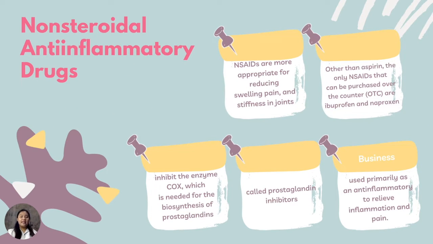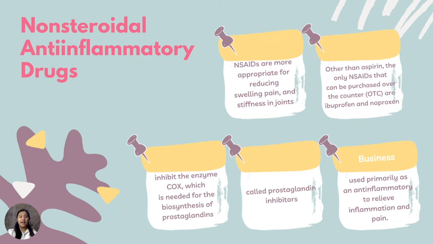So the NSAIDs include aspirin, and aspirin-like drugs inhibit the enzyme COX. So I have introduced COX earlier. This is needed for the biosynthesis of the prostaglandin. So these drugs may be called prostaglandin inhibitors with varying degrees of analgesic and antipyretic effects, but they are primarily used as anti-inflammatories to relieve inflammation and pain. Their antipyretic effect is to lessen temperature as well.